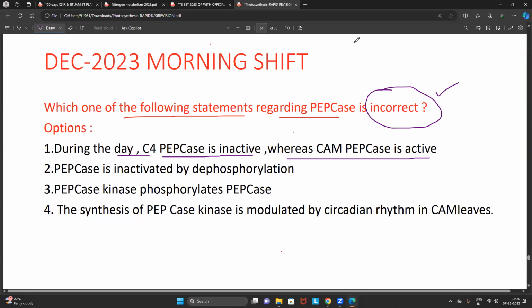Now all the students have to tell me why it is incorrect. Everyone tell me why it is incorrect. Because friends, during the daytime, CAM PEP carboxylase enzyme should be inactive, is it not? So that is the reason the entire option will be the wrong option. Okay, we got that answer.